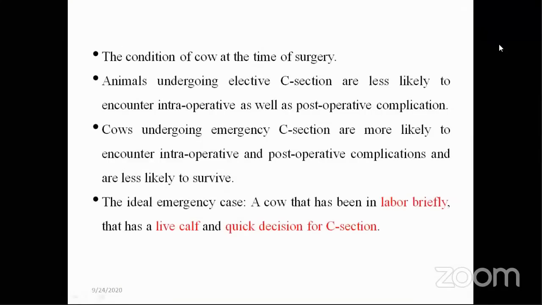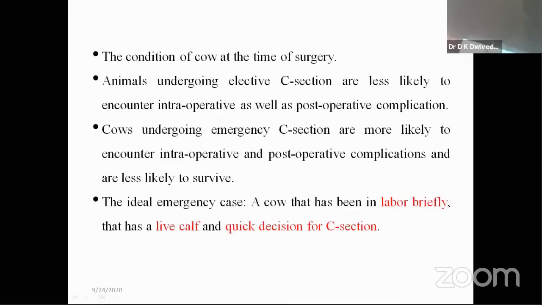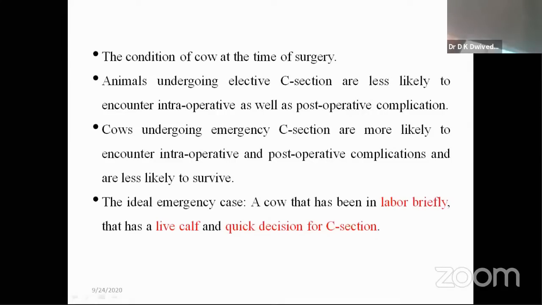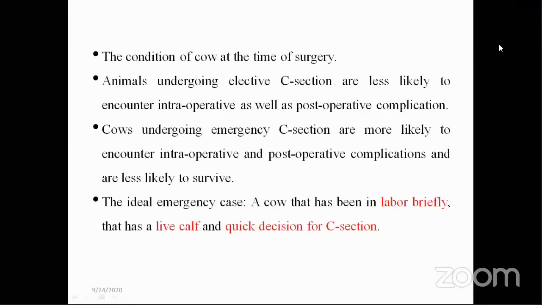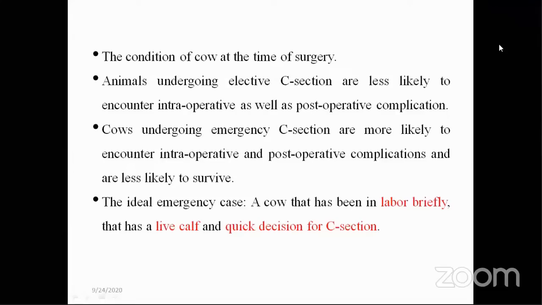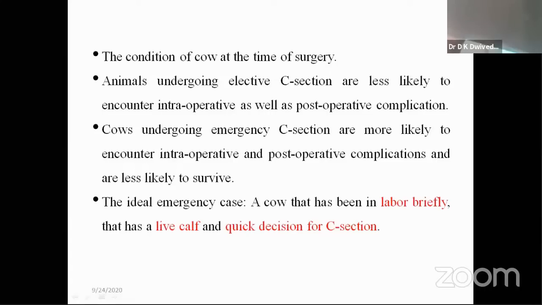Now, the third factor is the condition of the cow at the time of surgery. As with any surgical patient, pre-operative assessment is very important. So similarly, in C-section, you have to go for the pre-operative assessment of the animal. All the important clinical parameters you have to record, and accordingly, if there are any disturbances, you have to correct them before going for the surgery, for getting an excellent outcome of the C-section.